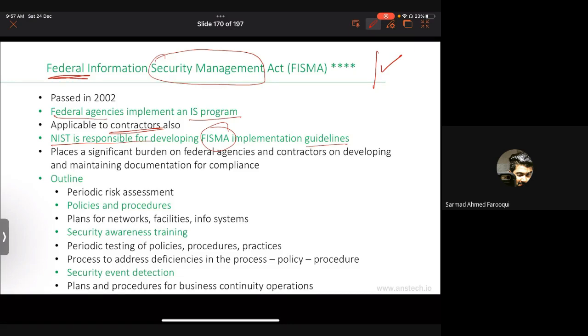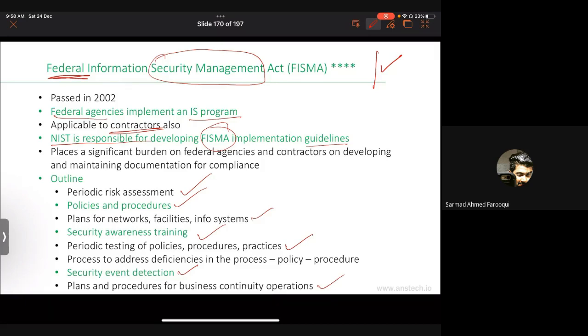And what do the organizations need to do? They need to carry out periodic risk assessment. They need to have policies and procedures. They should plan for networks, facilities and information systems, security training, and periodic testing of the policies and procedures. You should have threat detection, and you should have business continuity operations. Standard, nothing great, but those are open documents which are available, and organizations have taken these documents and created their own processes out of them.